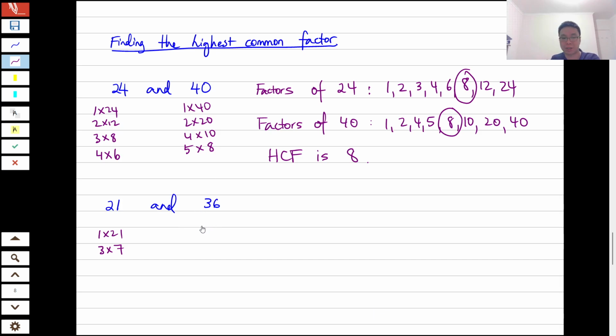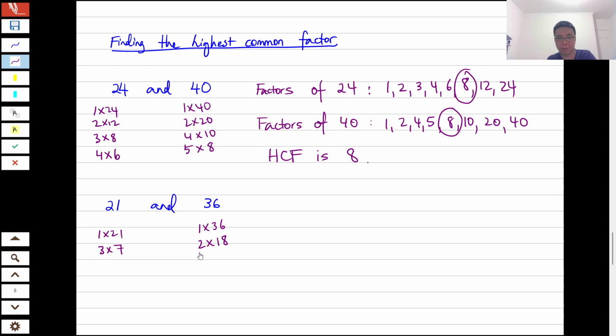For the number 36, there's lots of ways to do this. I could do 1 times 36, and I could do 2 times 18. Now, that might not be obvious because you might not know your 18 times tables. But the reason why we know that 36 has a factor of 2 is because 36 is an even number. That is, 36 ends in an even digit, which means 2 has to be a factor.